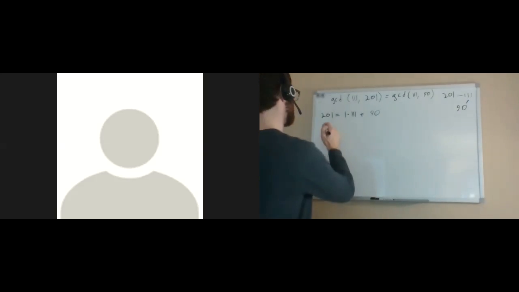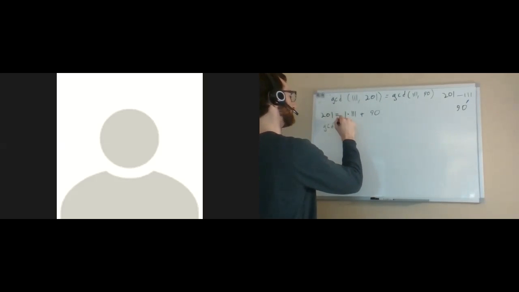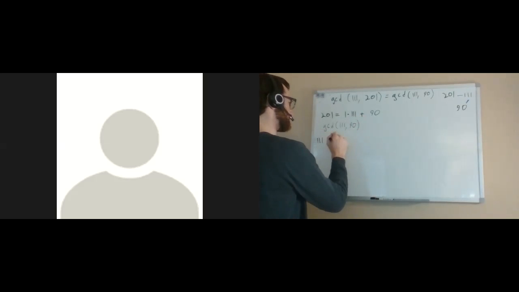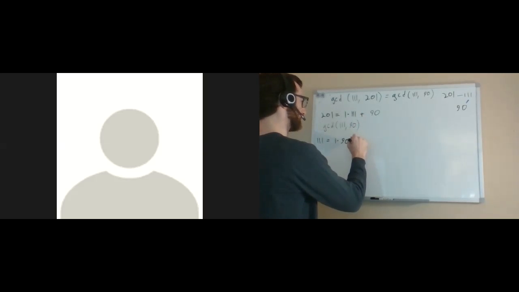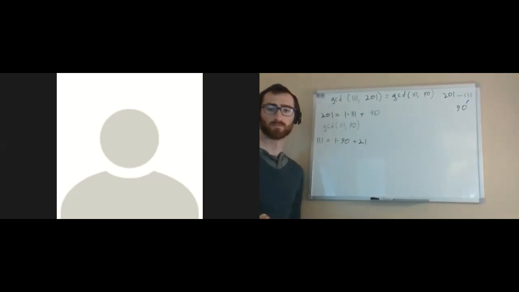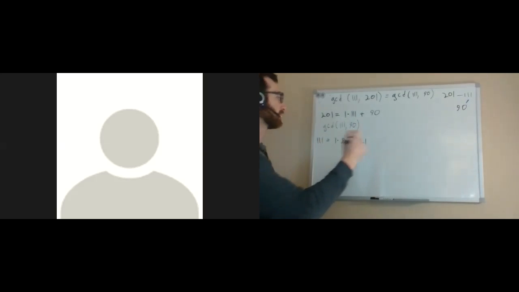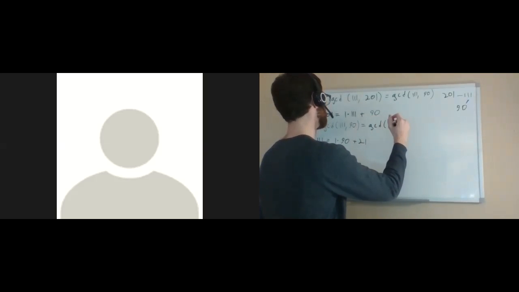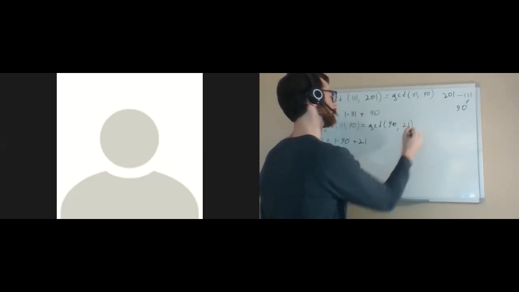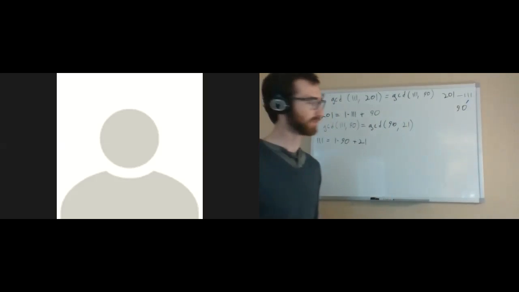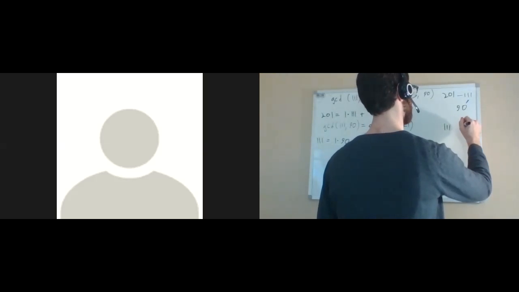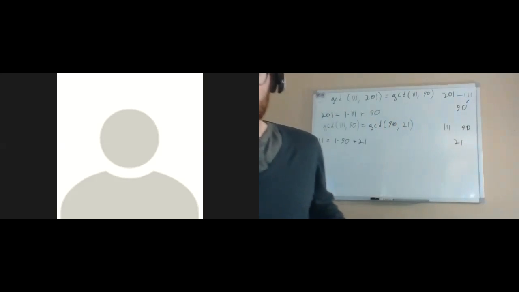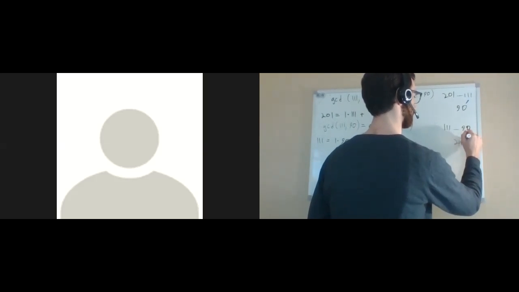And now I keep on working. If I'm after the GCD of 111 and 90, I do the same thing. I write 111 as being equal to 1 times 90 plus 21. And now by the same story, the GCD of 111 and 90 is equal to the GCD of 90 and 21. So I have another triangle of 111, 90, and 21. Whatever the GCD of these are, it's the same as the GCD of these two.